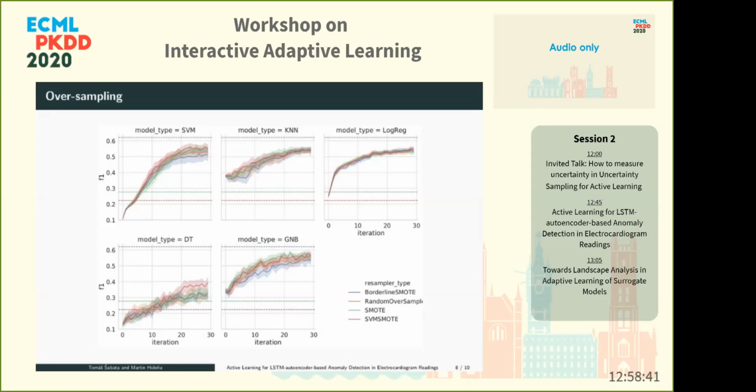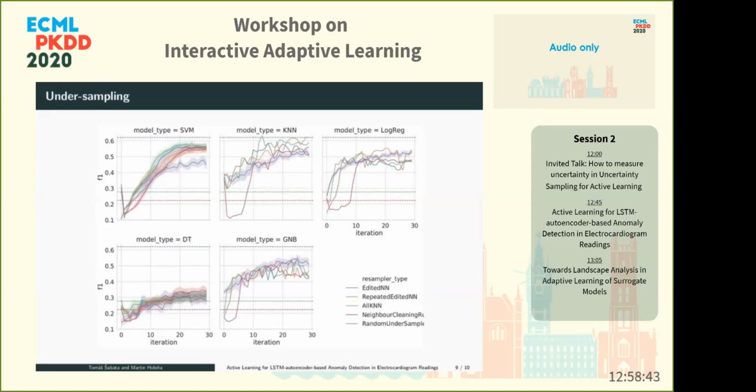So I will go to undersampling because we found better results there. We achieved the best result with k-nearest neighbors with the repeated edited nearest neighbor resampler. It's an undersampling algorithm.